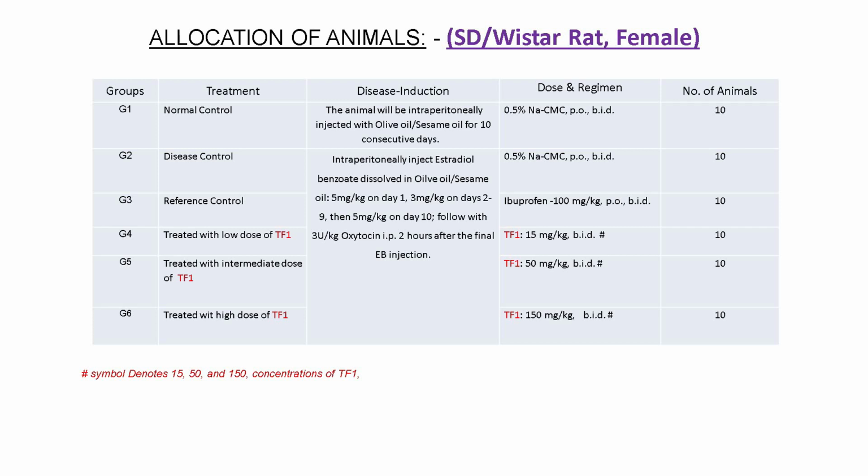And next is TF1 at 15, 50 and 150 mg BID. So here we have taken the test drug TF1. And lastly, we have animals in each group. It's 10. So we will go ahead.